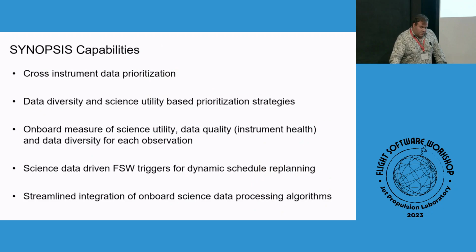And so, as I mentioned before, SYNOPSIS has some standard capabilities that we're talking about: cross-instrument data prioritization, single instrument data prioritization, prioritization between science utility or diversity. It allows you to do onboard science triggers. So if you see the thing you're interested in, maybe you have a different instrument you want to do a follow-up observation with, we don't do the whole dynamic replanning, rescheduling, but it can be a trigger that goes into that dynamic replanning system that says, I've seen something that's uncommon, I should now take these follow-on steps.